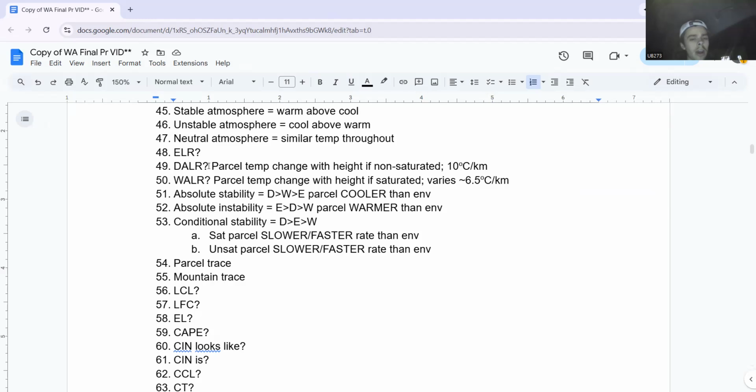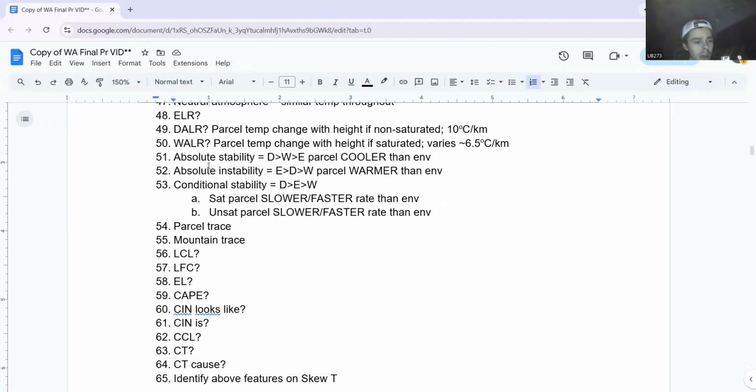Stable atmosphere, I already said this earlier, is when we have warm air above cool air. I don't know why the answer is already on there. Sorry. Unstable atmosphere is cool air above warm. Neutral atmosphere is going to be similar throughout.